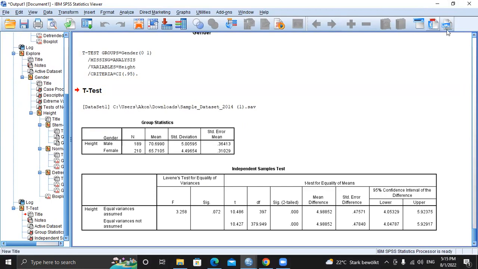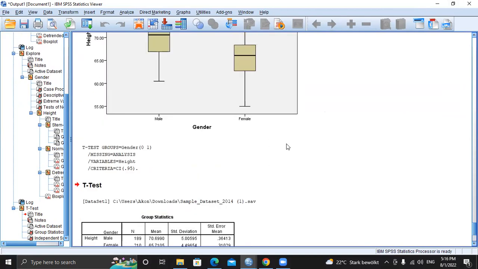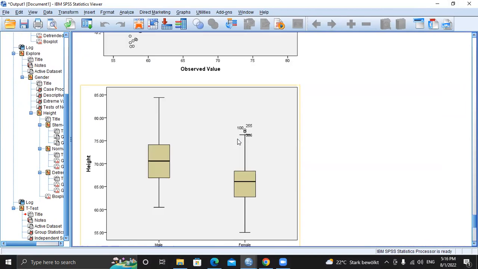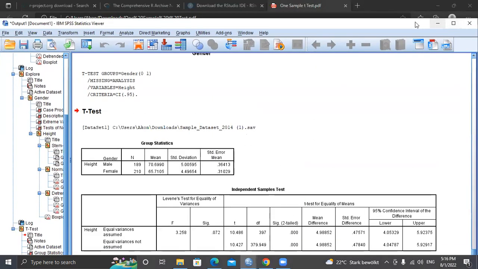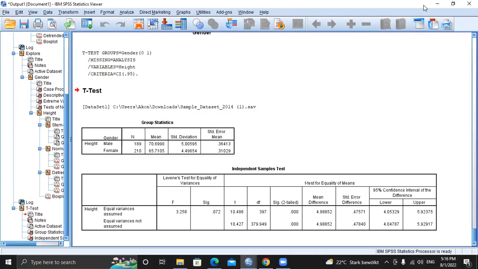So we have already seen that males are generally taller than women. The difference is about 5 for men and 4 for women. That's the standard deviation. Then I can't see the next table. I don't know why. The independent sample table, we don't see all of it. Okay. So it's okay now.